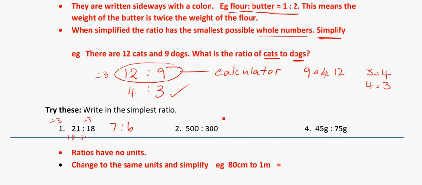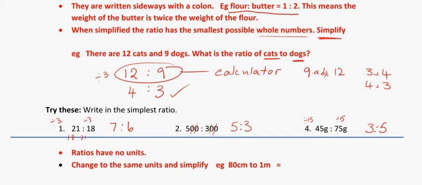Now 500 to 300, I can immediately divide each side by 100. If you do the same to both sides, it keeps it in proportion. So you're left with 5 to 3. Okay, now 45 to 75, I might put that in the calculator, or if you could recognize each one's divisible by 15, you get it down to 3 to 5.